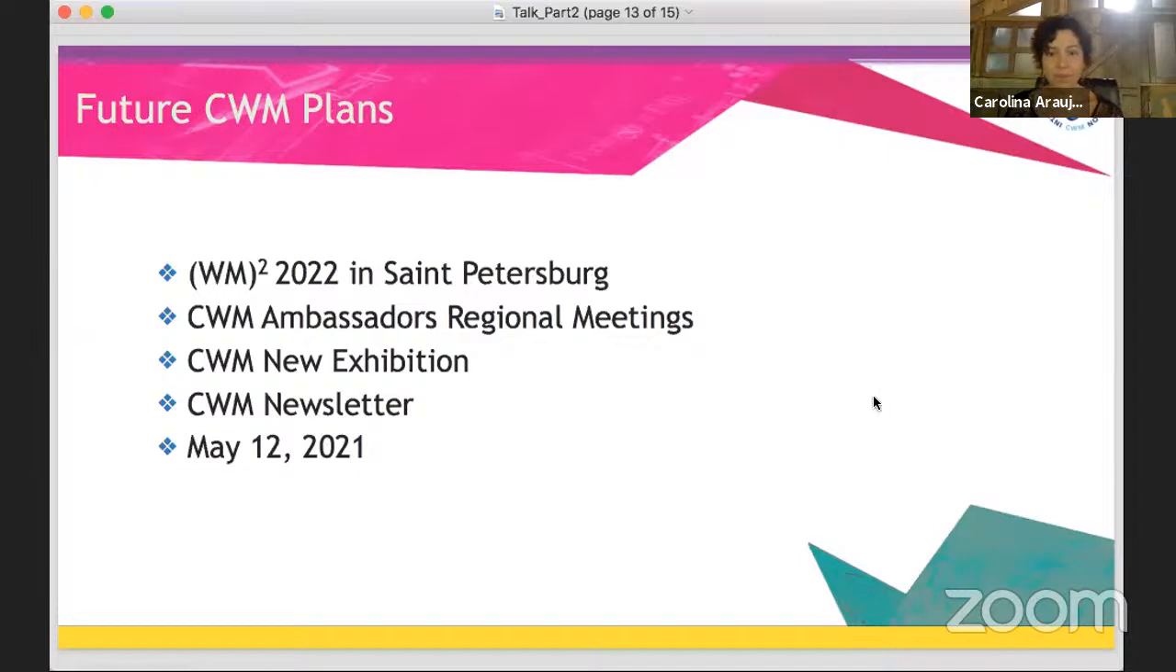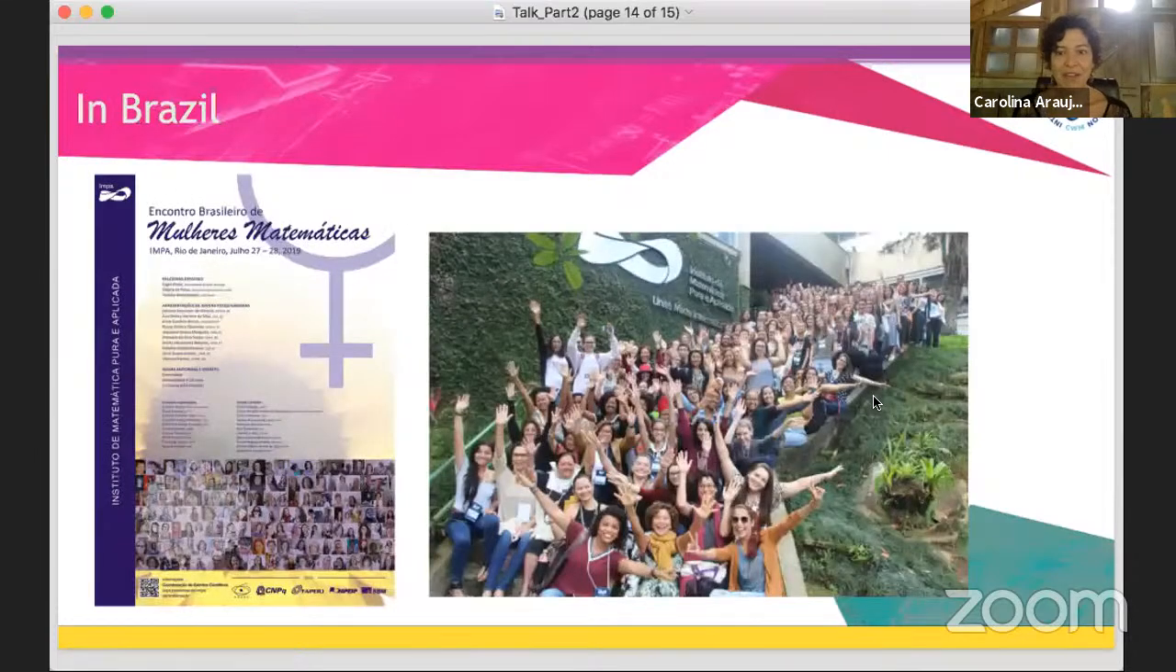And also, I've been involved with organizing many events in Brazil. So this was in 2019, the first Brazilian meeting of women in mathematics that I organized at IMPA. And then you can see the picture of the entrance as I promised you. So a much more lively and colorful picture.